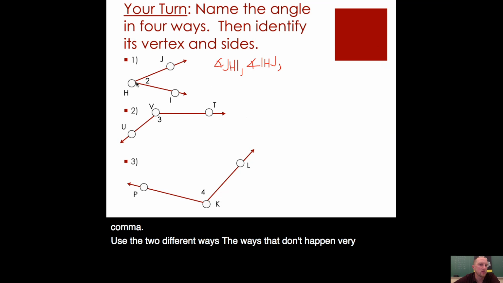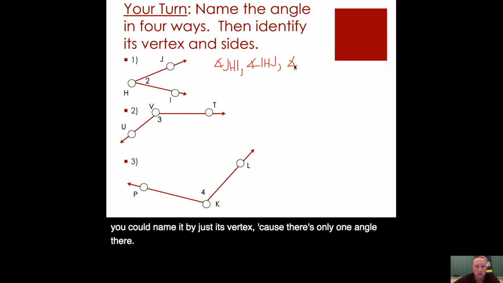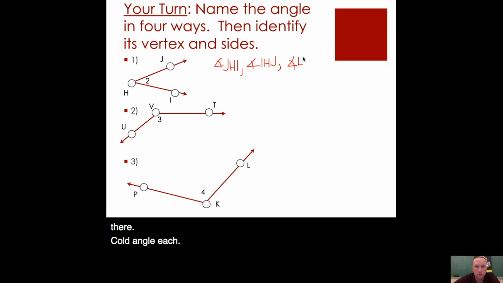Use the two different ways, the ways that don't happen very often. You could name it by just its vertex because there's only one angle there. Call it angle H, comma. You could also call it angle 2. Those are your four names.